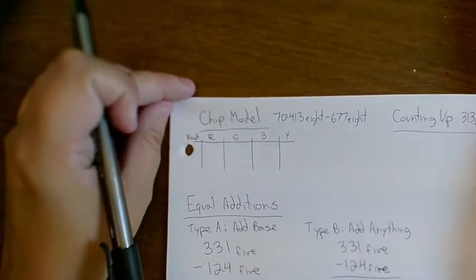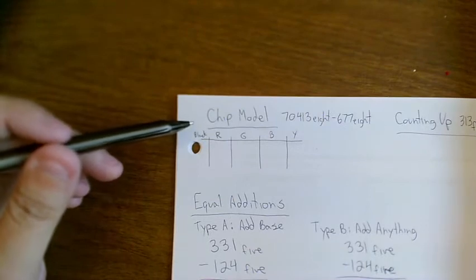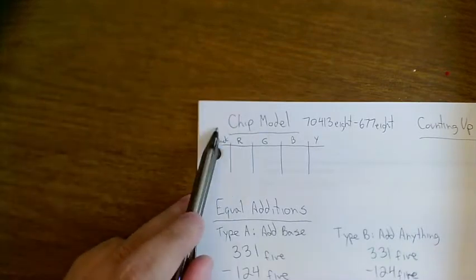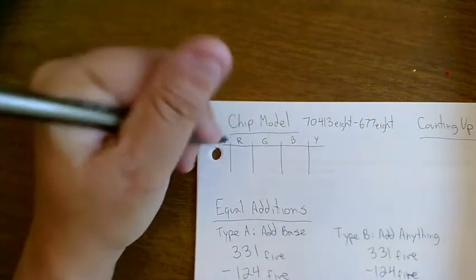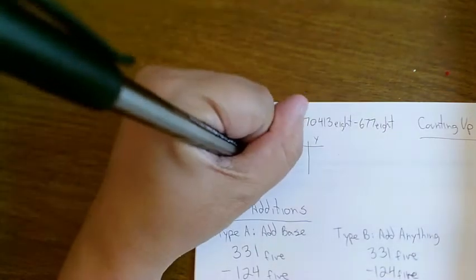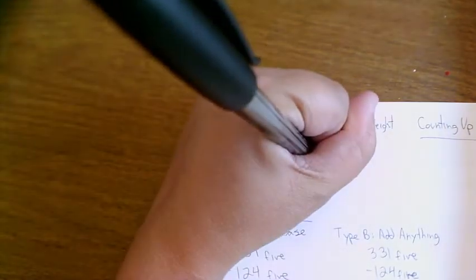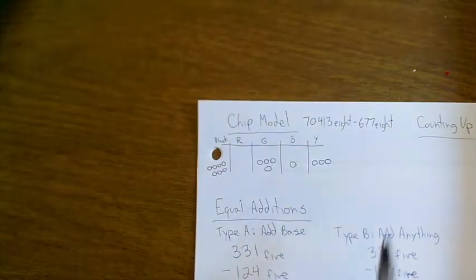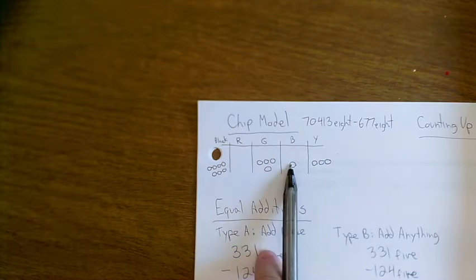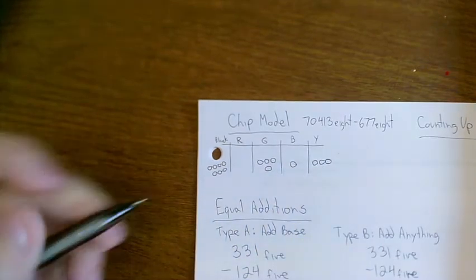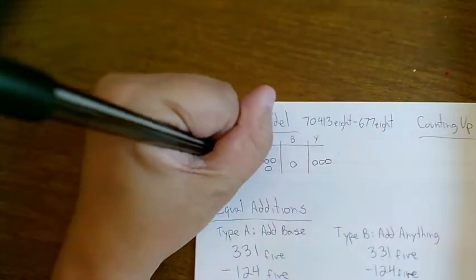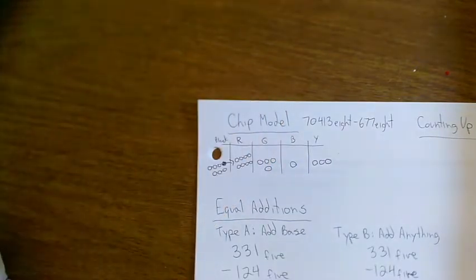Another physical model is the chip model. So 7, 0, 4, 1, 3 in base 8 minus 6, 7, 7 in base 8. Beyond the red chip, the next place value is black. So we would have 7 black chips, no red, 4 green, 1 blue, 3 yellow. And then we're going to have to do a whole lot of trading. So we need to take away 6, 7, and 7. We don't have enough of any of that. So we would start by taking one of our black chips, trading it in for 8 red, since we're in base 8.